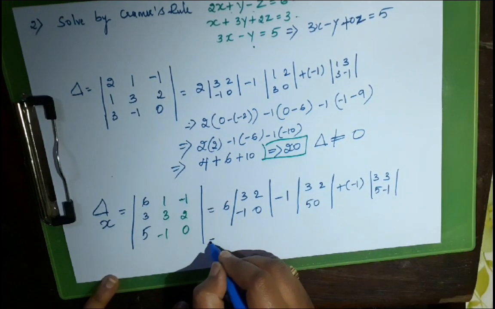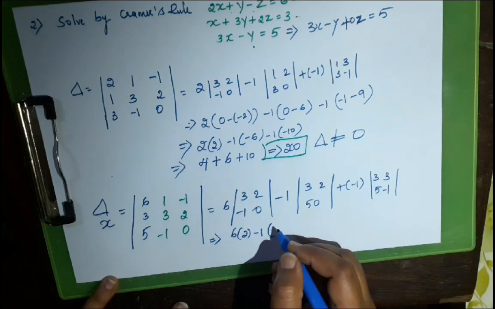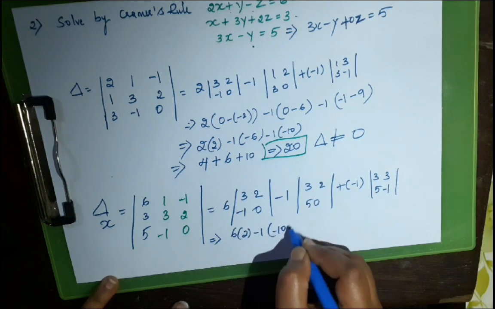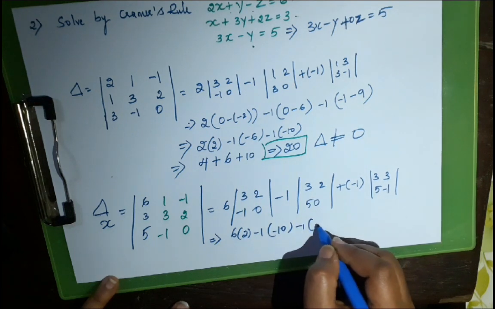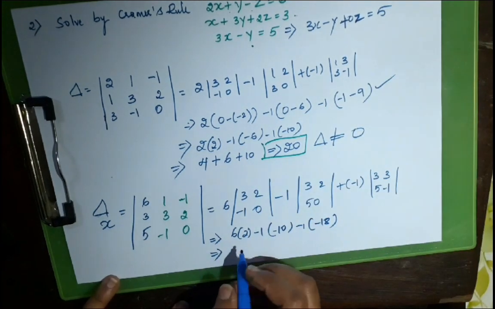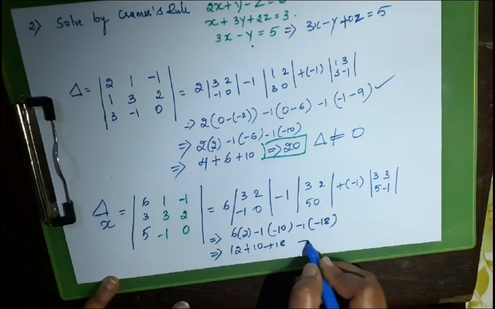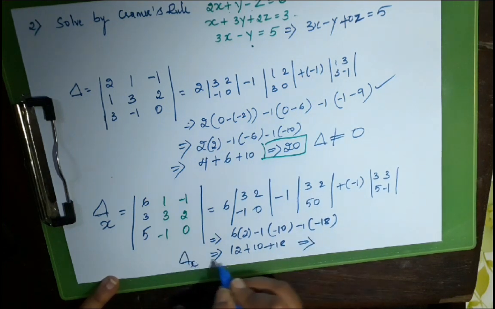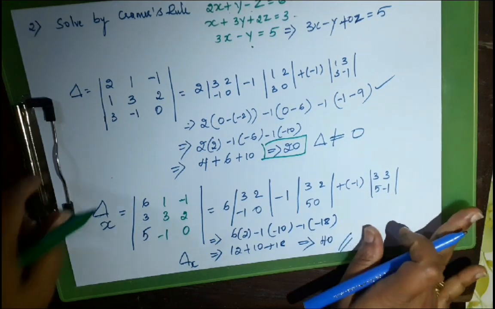I am writing it directly. So 6 into 2, minus 1, minus 10 you will get, so minus 1. You can do it, this step I am skipping. So 6 2 is 12, plus 10, plus 18, so you are getting delta x as 40. So this is delta x.